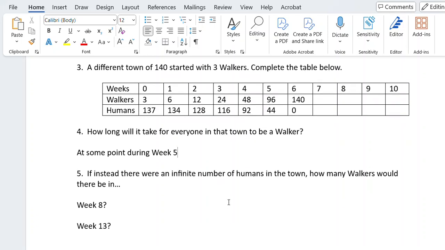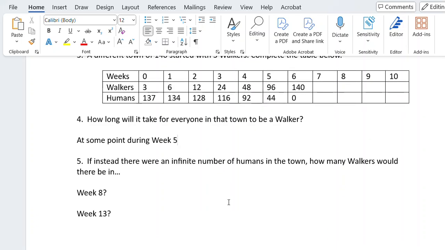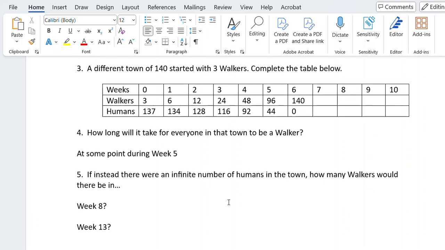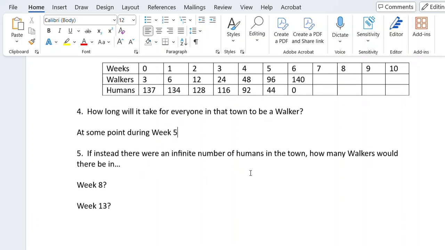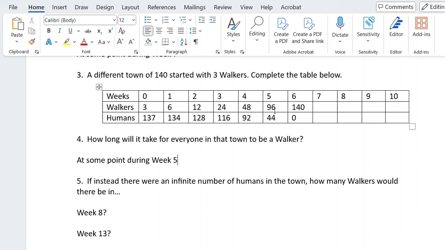So now we're going to consider what will happen if there were an infinite number of humans in the town. So instead of having a limit of 140 people, what if the number of humans was infinite? So in week 8, what I could do is I could sort of keep multiplying here. So if I go from week 5 to week 8, I would multiply by 2. That means that in week 6, I would have 192. Multiply by 2 again, and multiply by 2 again to get the number in week 8.